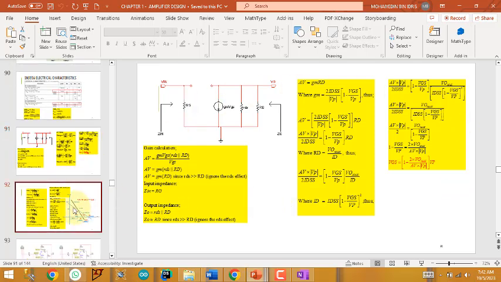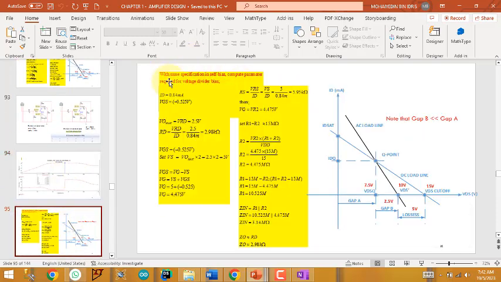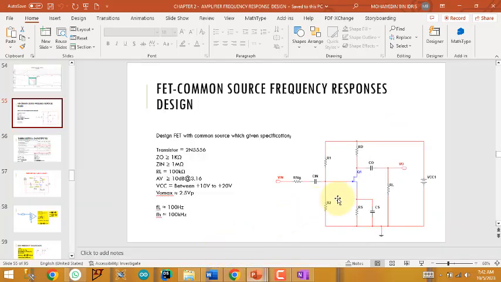Okay, for the self bias, and as we know that for the voltage divider bias, the method is the same as with the self bias, but the only difference is to determine the value of R1 and R2. So we apply the same steps to determine the frequency response. So we are basically using the same circuit, but we add two resistors, R1 and R2, as a voltage divider bias.